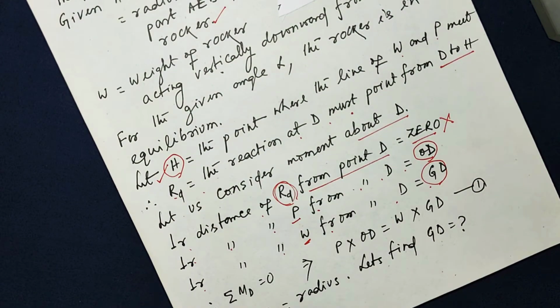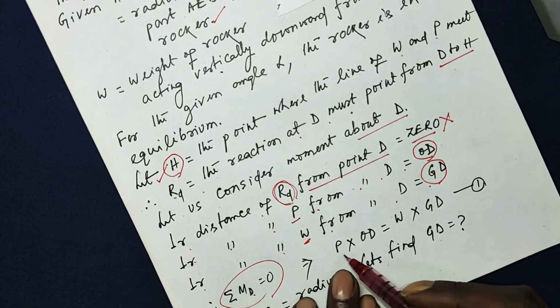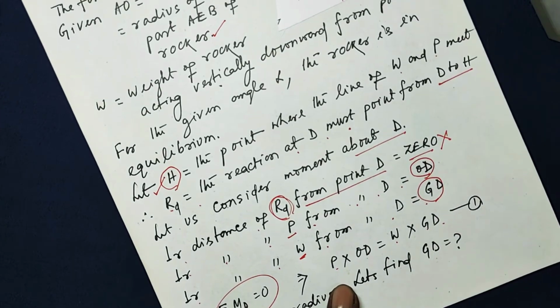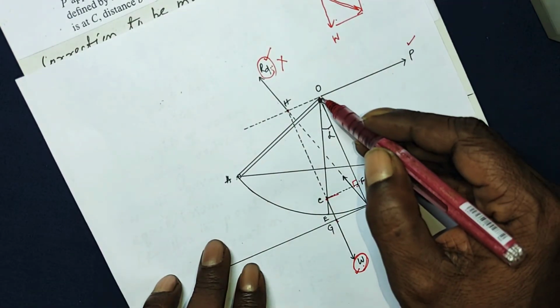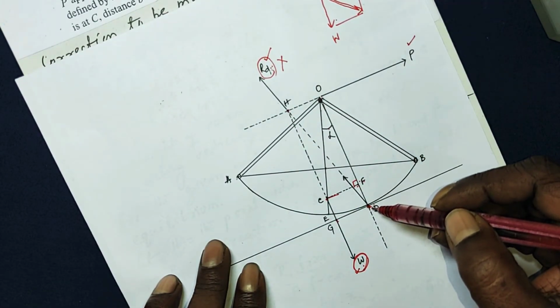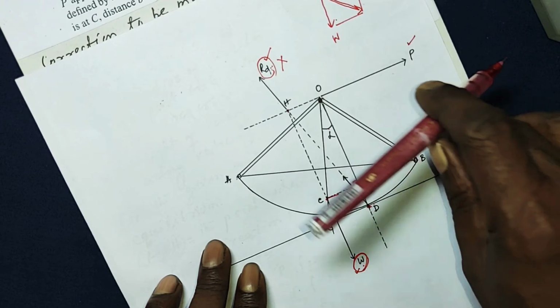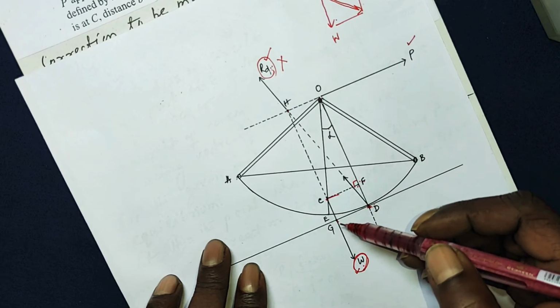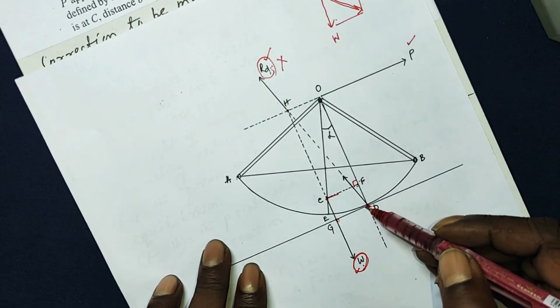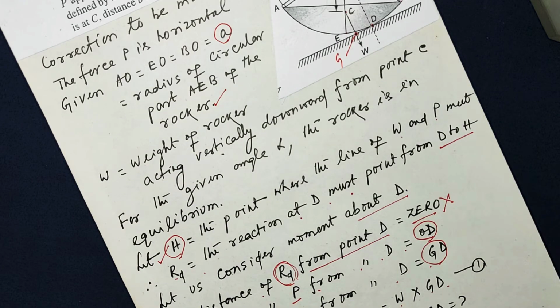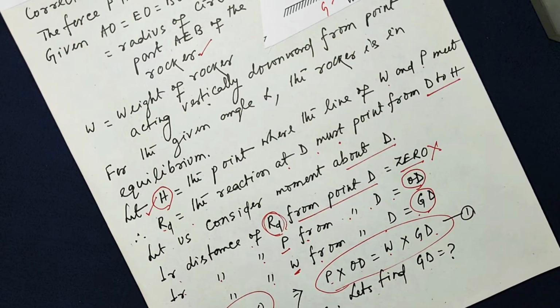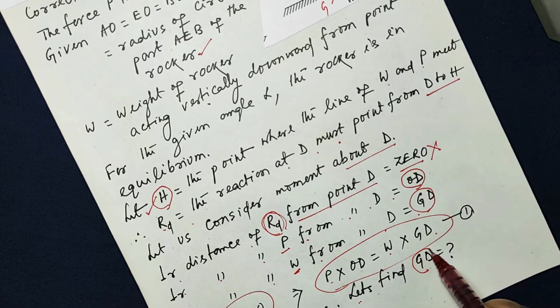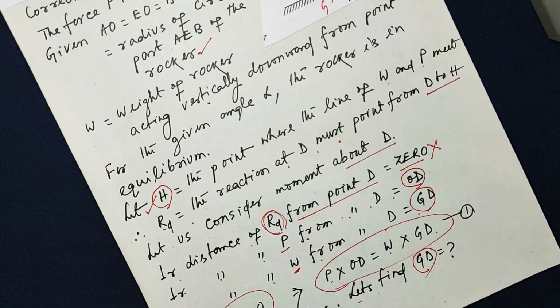So the sum of the moments about point D will be 0. So P times OD will be equal to W times GD. So P times OD, which will have a turning effect about point D as clockwise, will be equal to W times GD. So let it be equation 1. Now, since OD is equal to a, the radius, we are left to find only GD. So we have to only find GD.